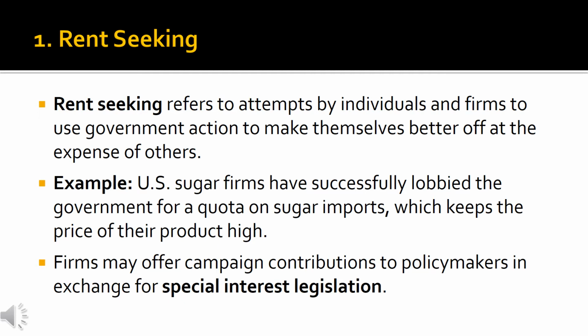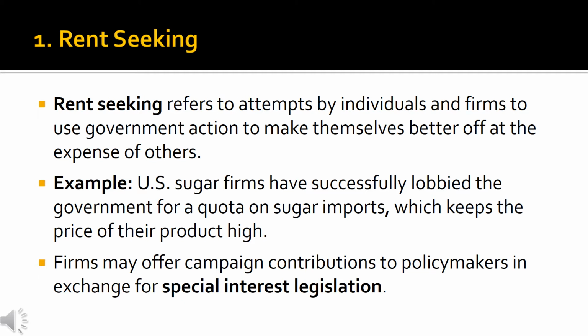So it's going to be very difficult for all of those consumers to get together to lobby the government to try to get the sugar quotas taken away. So what we end up with is these laws that support a small group of people, making them better off at the expense of a large group of people.